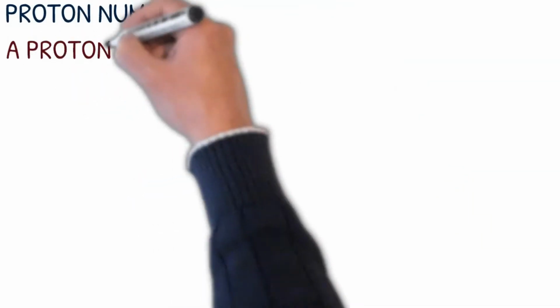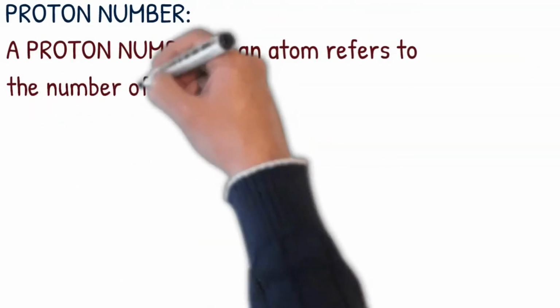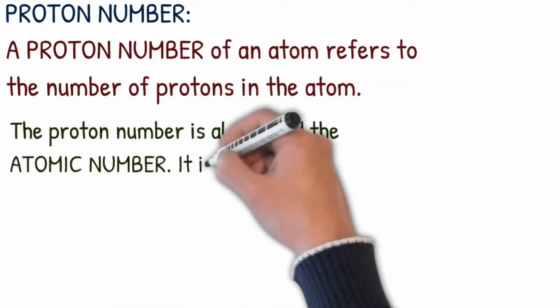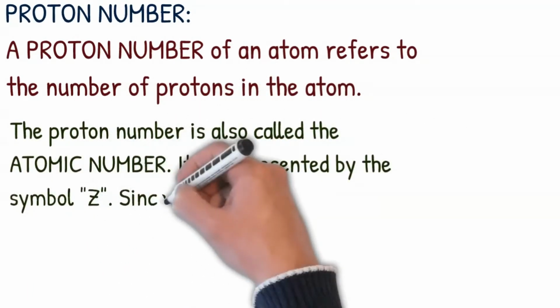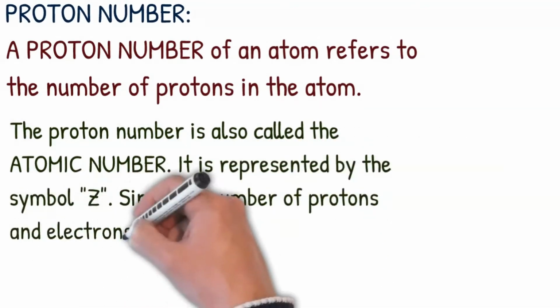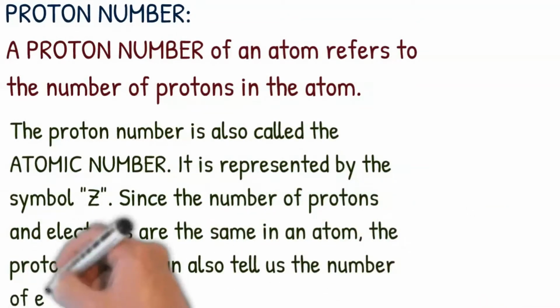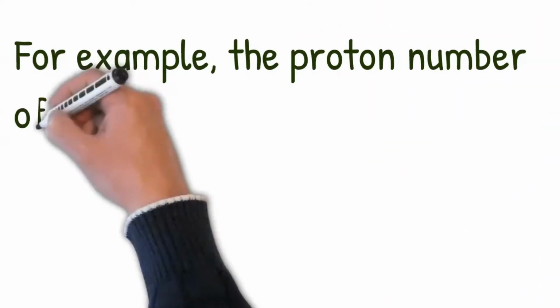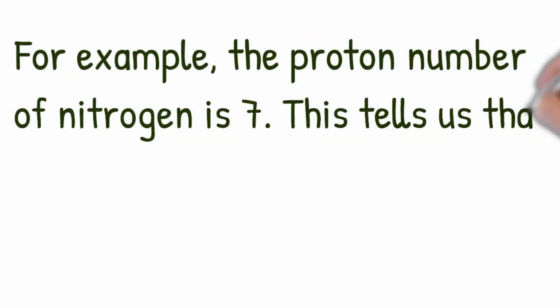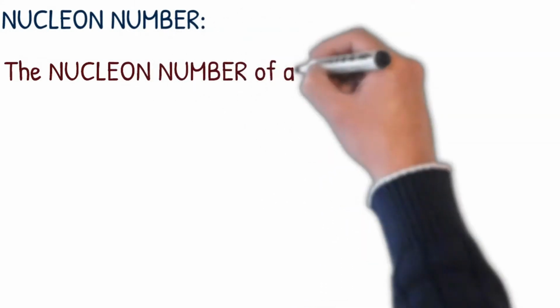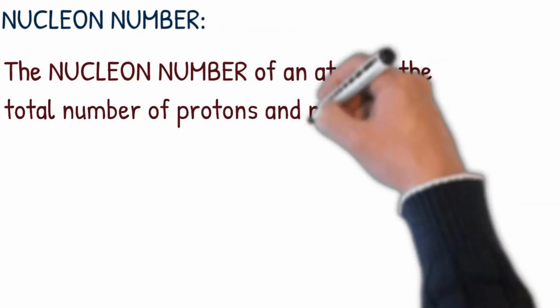Proton number. A proton number of an atom refers to the number of protons in the atom. The proton number is also called the atomic number. It is represented by the symbol Z. Since the number of protons and electrons are the same in an atom, the proton number can also tell us the number of electrons in the atom. For example, the proton number of nitrogen is 7, this tells us that a nitrogen atom has 7 protons and 7 electrons.